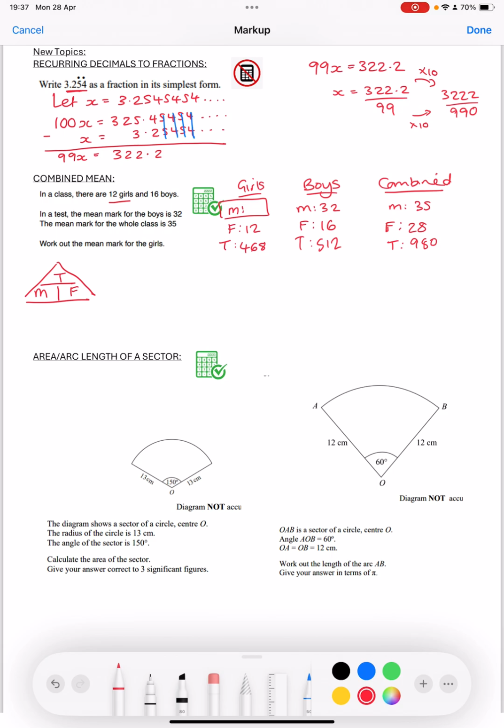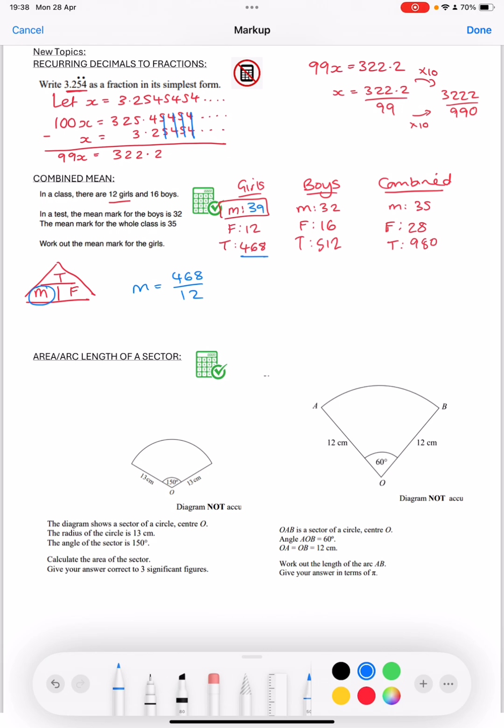And now I can use my formula triangle again. I want to find the mean, so the mean is the total of the girls divided by how many there are. 468 divided by 12, which gives me 39. And that feels about right.